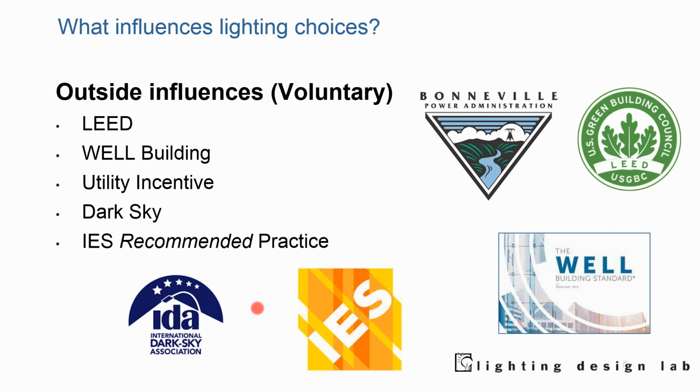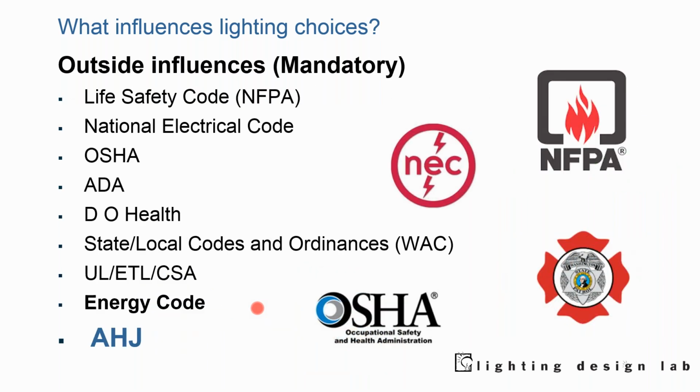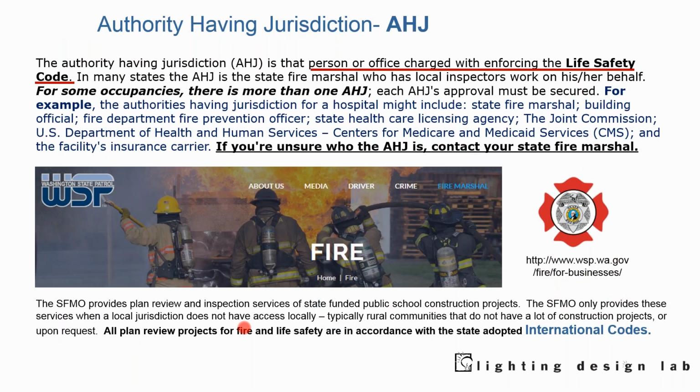Those are recommendations. They are often incorporated into codes and standards, but it's still a voluntary thing, if you will. That said, we do have outside influences that are mandatory, and those would be things like the Life Safety Code, National Electrical Code, OSHA, Americans with Disabilities Act, Department of Health, UL listings, the Washington Administrative Code, the Energy Code, and then, of course, the authority having jurisdiction. So we're going to spend a few minutes on that because that's kind of important, knowing who's going to be the entity to decide what's allowed and what isn't.